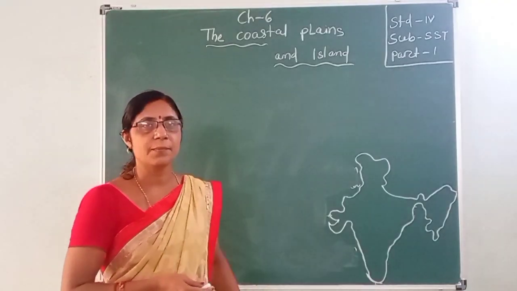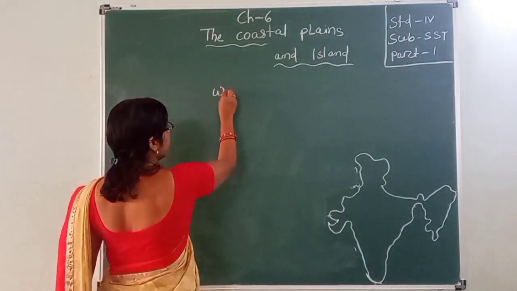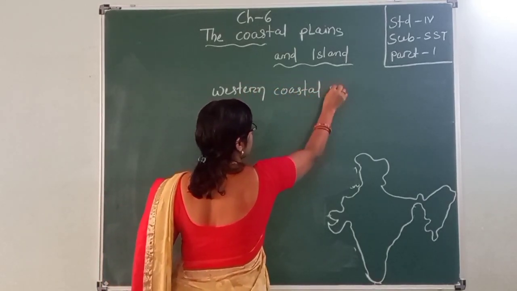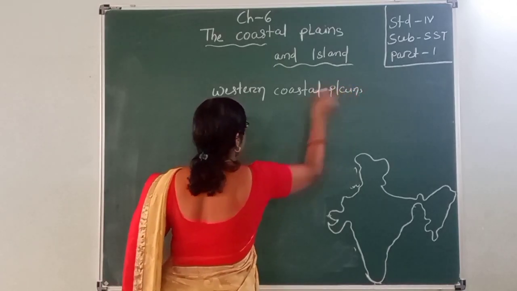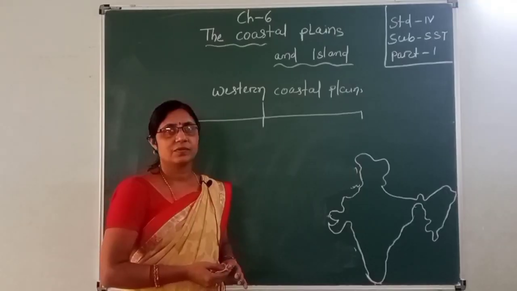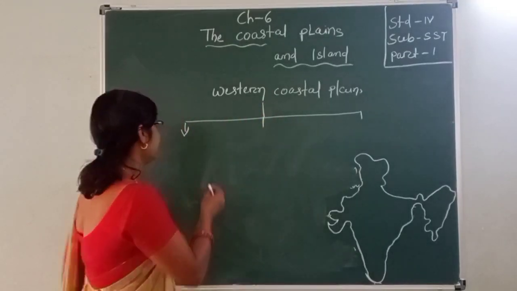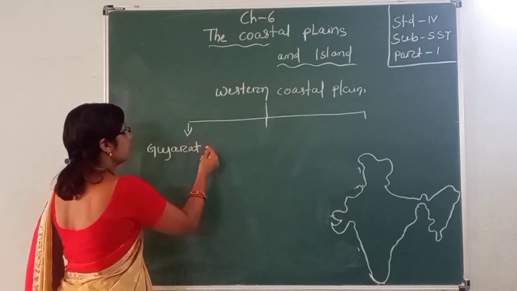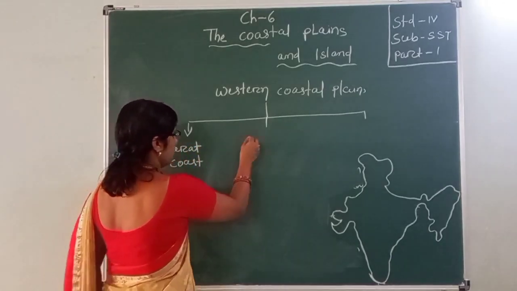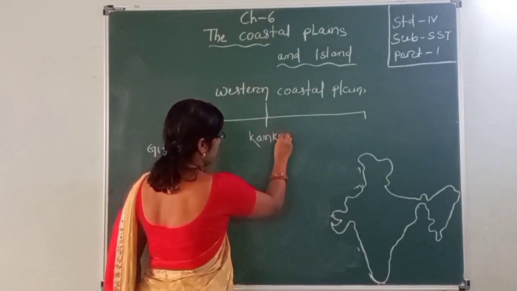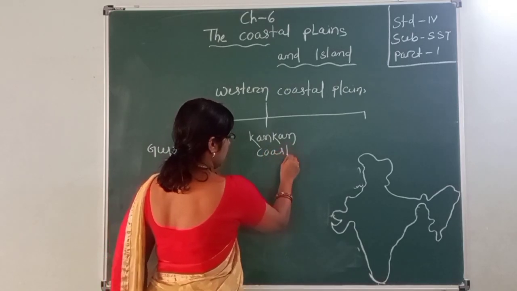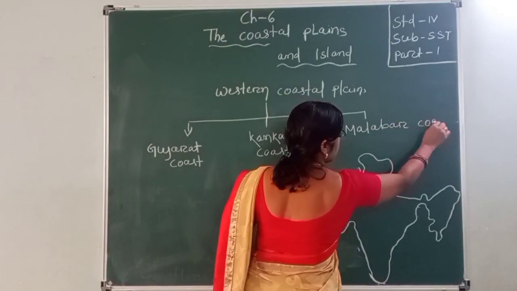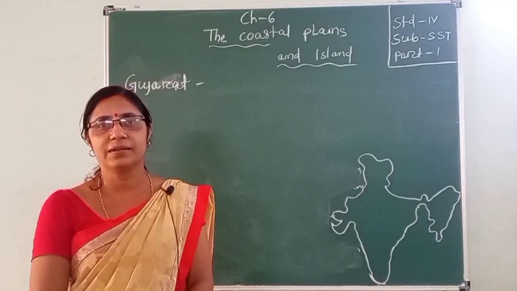The western coastal plain is divided into 3 parts: first, the Gujarat coast, then the Konkan coast, and the Malabar coast. Now we discuss the Gujarat coast.